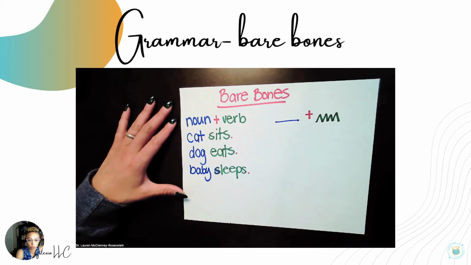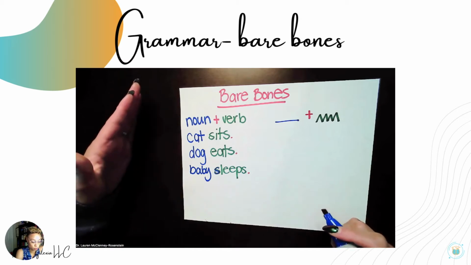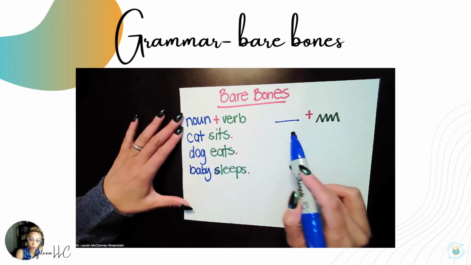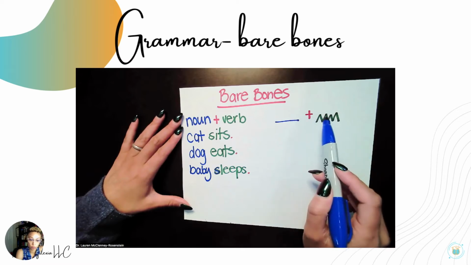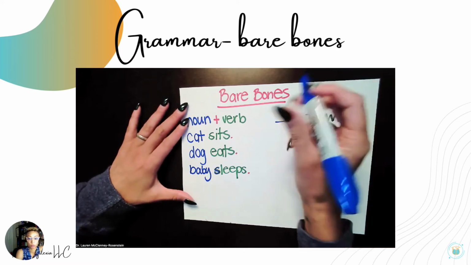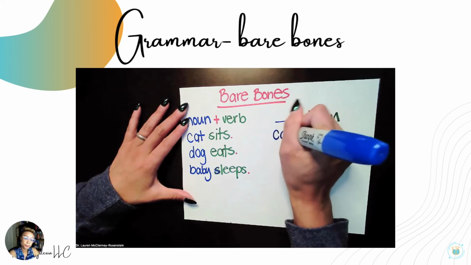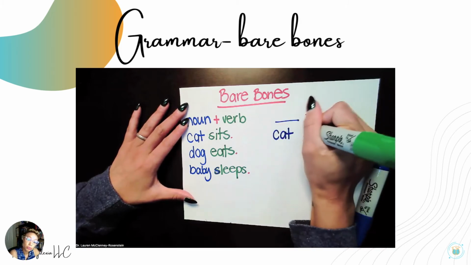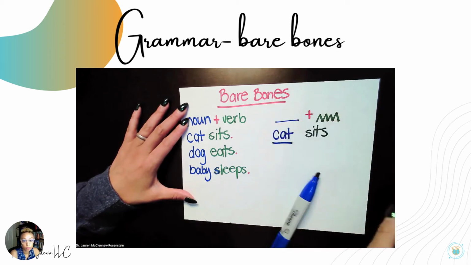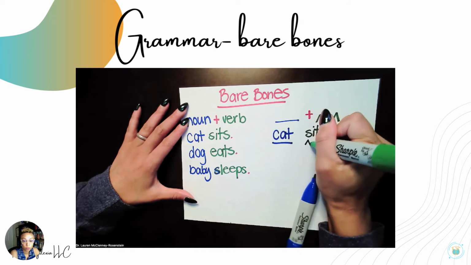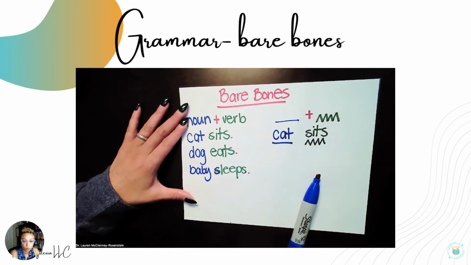So if we were to code these sentences, and this is a great way for our language-based learning different students to really take in the information, we would write the sentence out, or we could provide them with these symbols, which I've done before. That's when they're a little bit more advanced, where they can just plop in a noun and a verb and they know what I'm looking for. So if we do cat sits, what they would do is underline cat, and then they would do our 4 humps for sits. Cat sits.